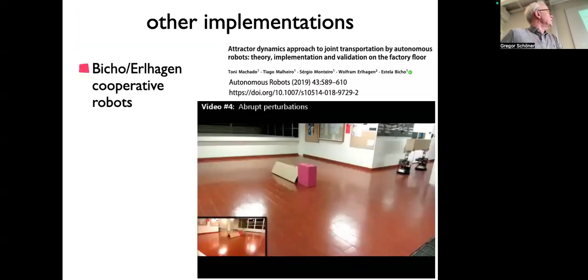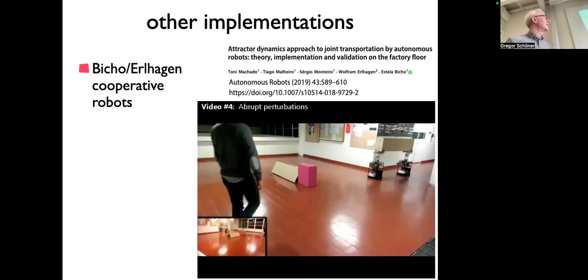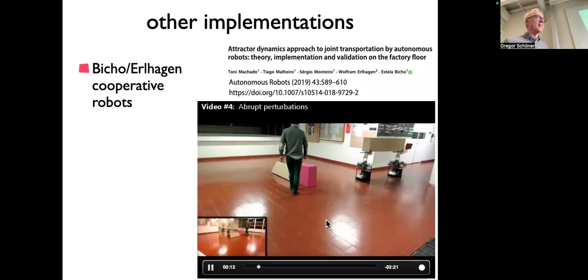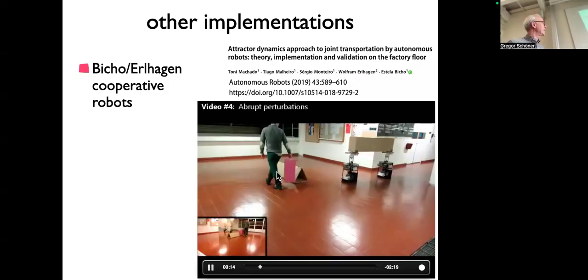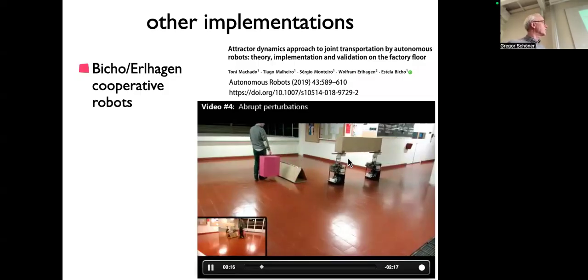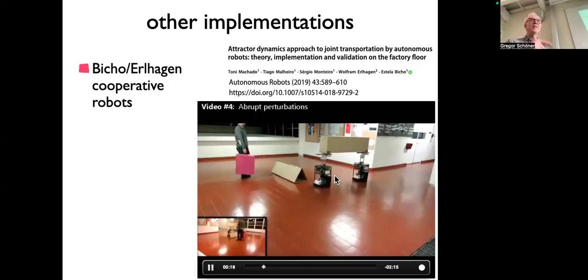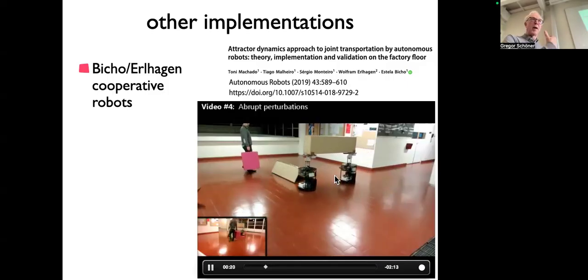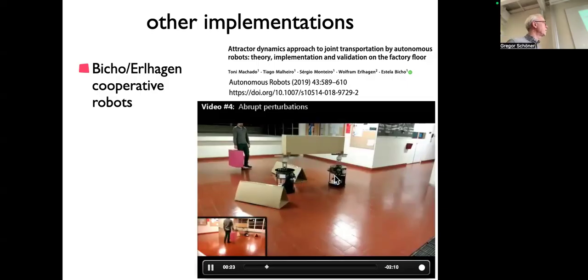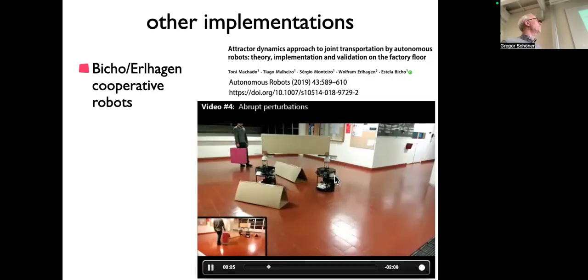This is more recent, and this is very interesting work that Stella and Wolfram Erhagen did. Wolfram was another student of mine, and they actually met in Marseille and then married. They're a married couple in Portugal. He was from Bochum originally. So they have this team where they build team robots. These are 2 robots that are essentially the robot that I showed you before, but much better in terms of hardware. And they are cooperating.